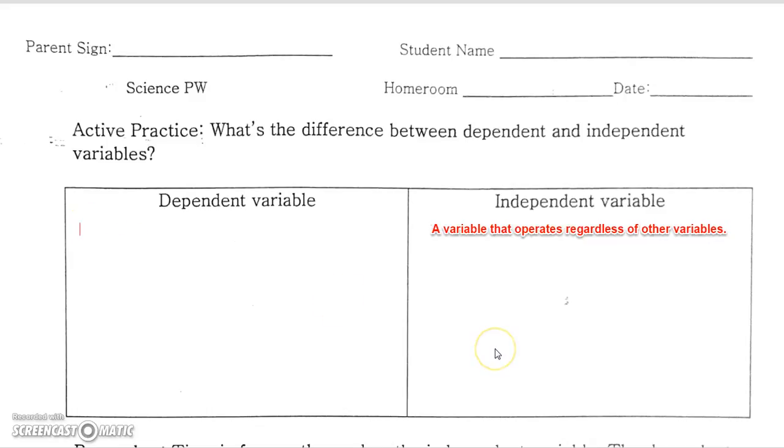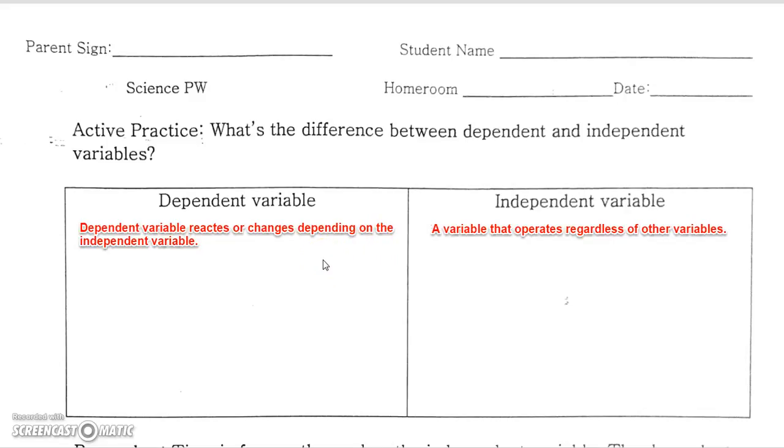The dependent variable, on the other hand, reacts or changes depending, again, that dependent, on the independent variable. So, for example, if we were to look at a common house plant growing, the dependent variable would be how tall the plant's growing or how large the plant's growing, and the independent variable is time. So, how big the plant gets completely is dependent on how much time the plant has to grow.